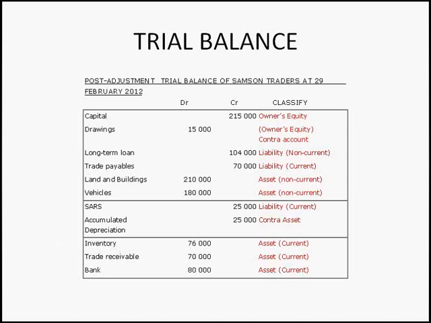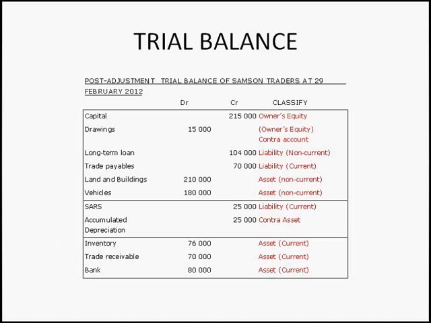Then accumulated depreciation is seen as a contra asset, which means that it's going to reduce the value of my asset. In this case it will be vehicles. The accumulated depreciation will reduce the value of vehicles. Inventory is an asset, I own it, and it's specifically a current asset because I can very quickly sell the inventory and get the money in cash for it.